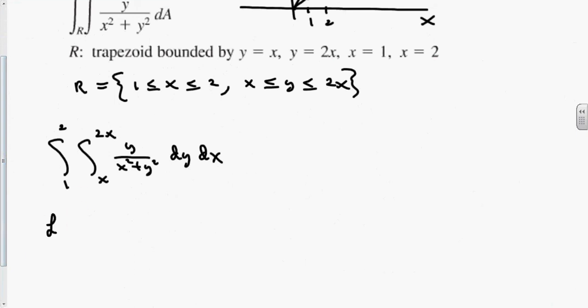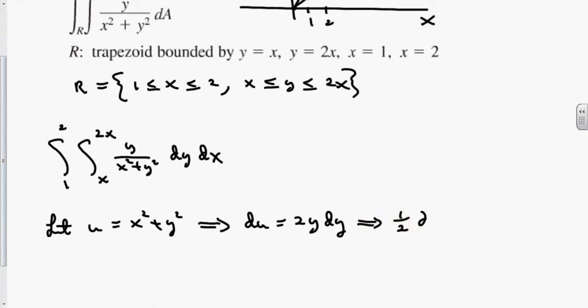So here let u equal x squared plus y squared. Remember, we're integrating first with respect to y. So this implies that du is 2y dy. Here, integrating with respect to y makes that x a constant or coefficient. And so to represent our numerator, y dy, that just becomes 1/2 times du. So this implies that 1/2 du is equal to y dy.